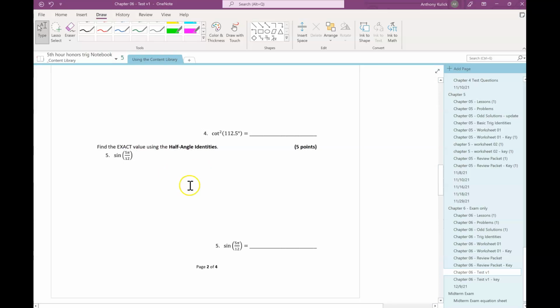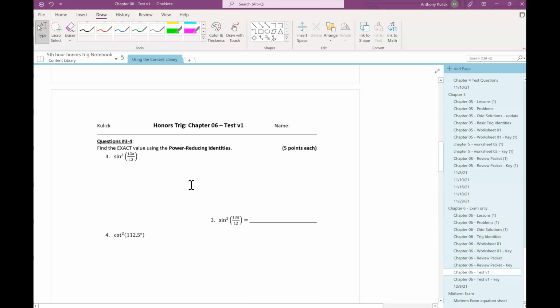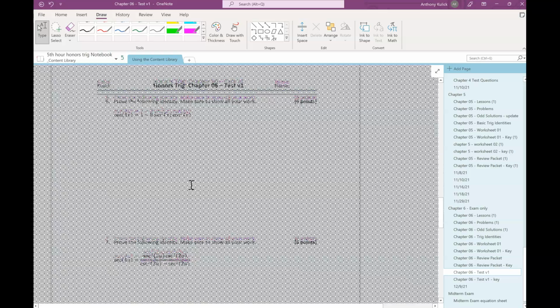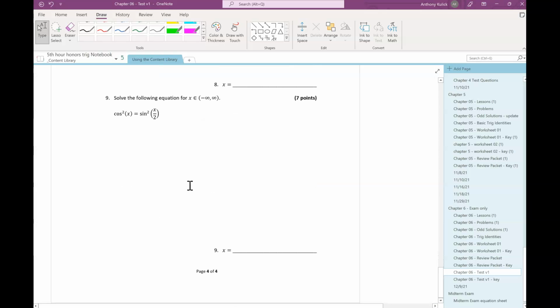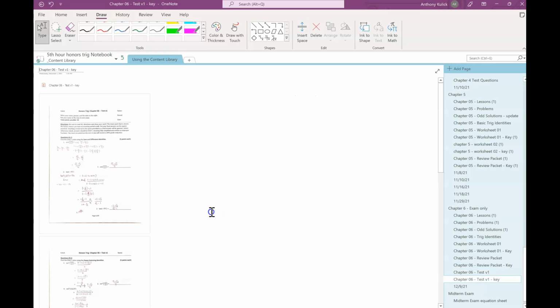content library. The first two pages are just finding exact values using the different types of identities like we've done before. And there are 2 proofs and 2 solvings. The key is also in the content library, so you can check your work with my complete worked-out solutions, as well as the review and the key for that, a worksheet and the key for that, the odd solutions to the problem set, all the normal jazz, all in there for you guys. Everybody sound okay?